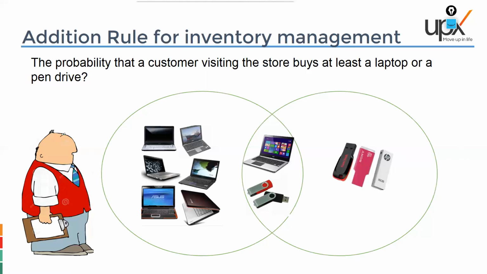Before this, you need to understand the difference between mutually exclusive events and independent events. Mutually exclusive events cannot happen at the same time. Are these mutually exclusive events? Can you buy a laptop and pen drive at the same time? Yes. These are not mutually exclusive events because they can happen at the same time. Whereas events are independent if the occurrence of one event does not influence the occurrence of the other. Which is nothing but you buying a laptop is not influenced by you buying a pen drive, and you buying a pen drive is not influenced by you buying a laptop.